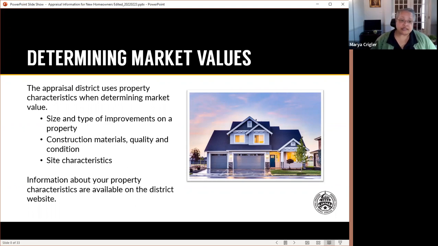And then we're also going to look at some site characteristics. How large is the lot? Is there a swimming pool? And other factors that will just add to the value of the property. Information about your property and the characteristics that we are calculating on your property are available on the Appraisal District's website. And we'll talk a little bit later about our website and tell you how to get there. But just know any information that we're using in our models to appraise your property is available for you to review on our website.